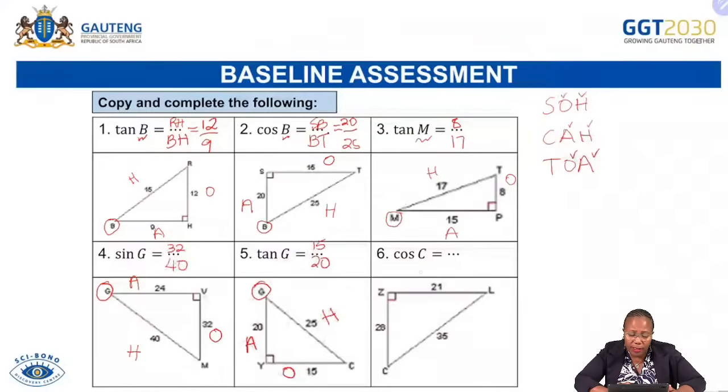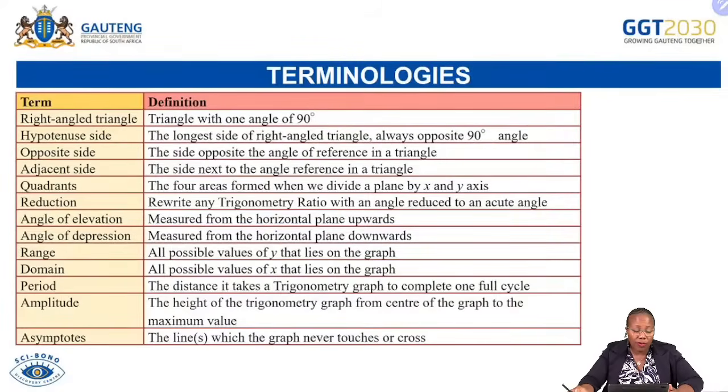And then number 6, we are referring to angle C now. This is the hypotenuse side. Opposite to C is this side, adjacent to C is that side. And then we are looking at which ratio? The cos, adjacent over hypotenuse. Adjacent is 28 over hypotenuse of which is 35, grade 12. That is how you were expected to answer that particular baseline. I hope all went well with you.